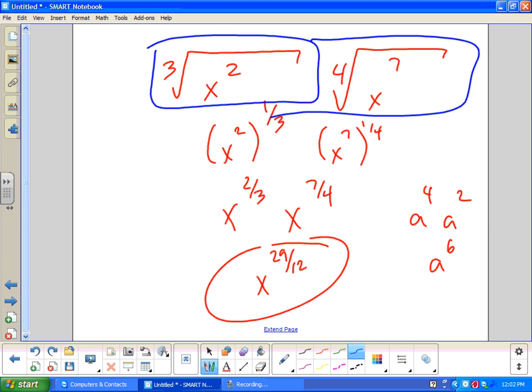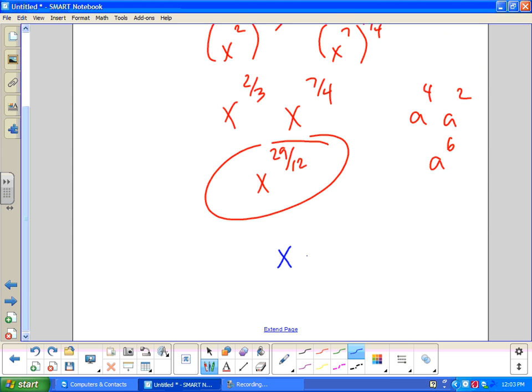All right, if you want to check it, pick a number like 3 for x, and take the 3rd root of 9, the 4th root of 3 to the 7th, which is gigantic, and get some decimal and check it. Check 3 to the 29/12. And let's be clear in your calculator, guys. You can put a number in and check the value. This is how you enter this in your calculator.